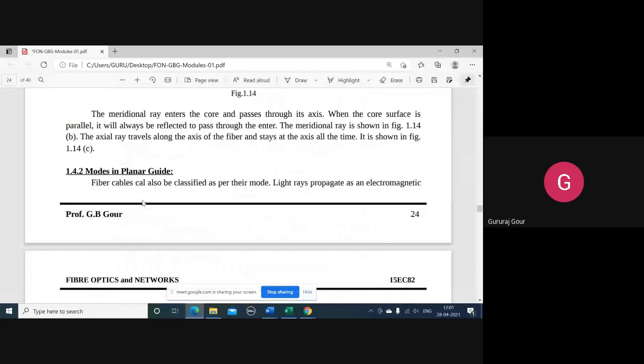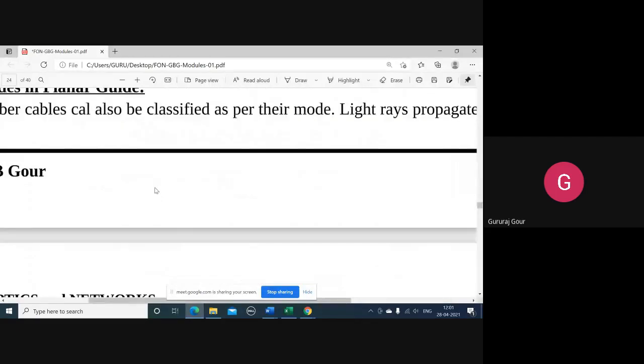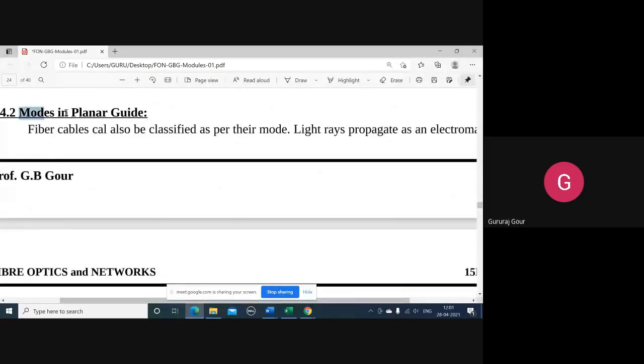So let us jump into another major part of today's discussion, that is modes in planar guide. This is a very important milestone in this module 1, a very important point that we are going to cover today. Many times we got questions on this one. So two main points now we are getting: modes in planar guide and modes in cylindrical guide.